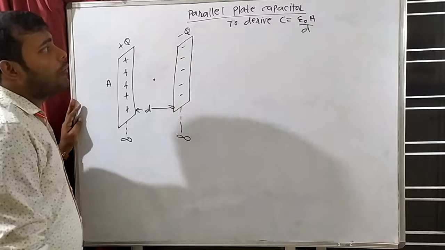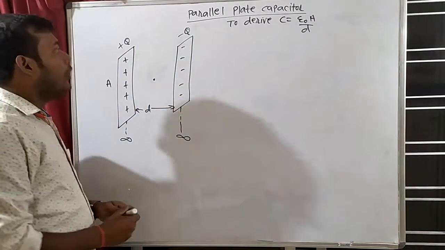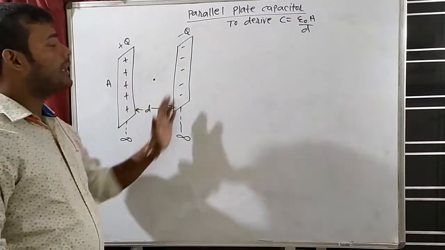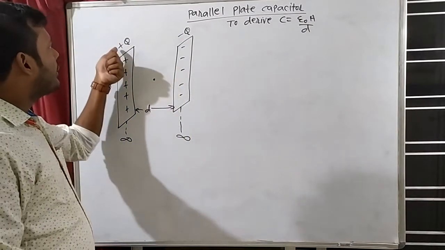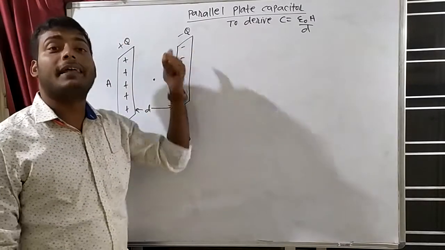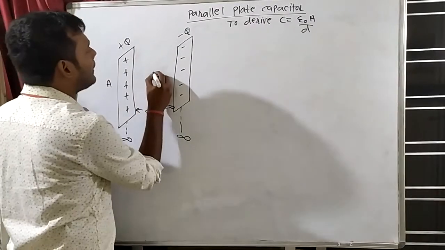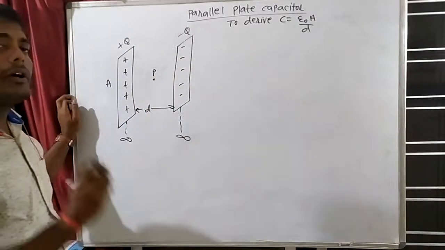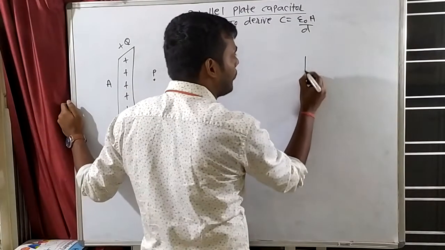So first, see how we will derive the formula C is equal to epsilon naught A by d. I will take two infinite plane sheets, on which one plate will have charge plus Q and the other plate will have charge minus Q. Clear? We want to find the electric field at point P. So how will we find the electric field at point P?